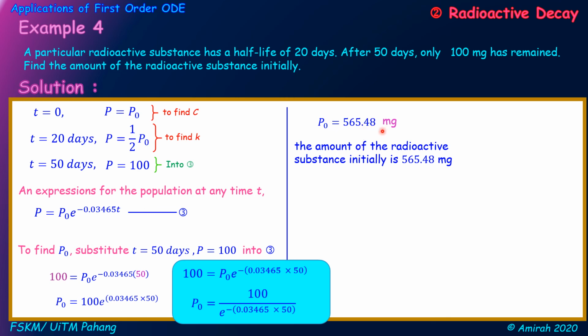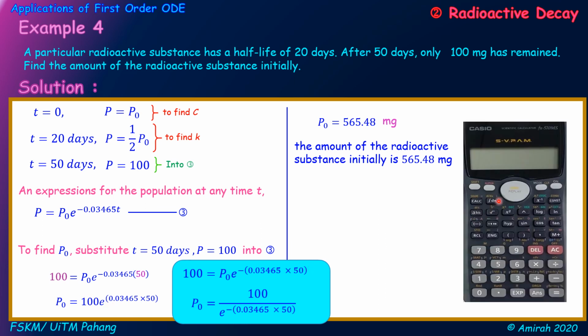For radioactive decay, normally the mass is measured in milligram or gram, so we can use decimal values. But for population growth and bacterial colony, normally we use whole numbers. And before that, how to calculate this value using a calculator?